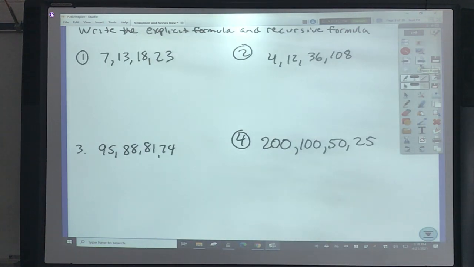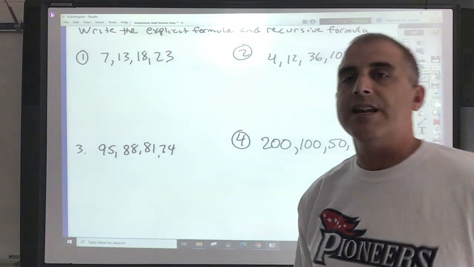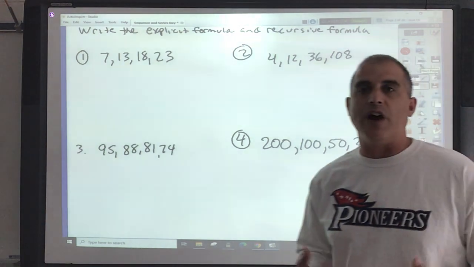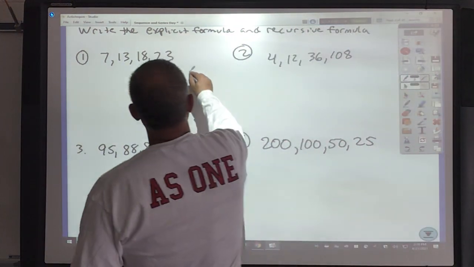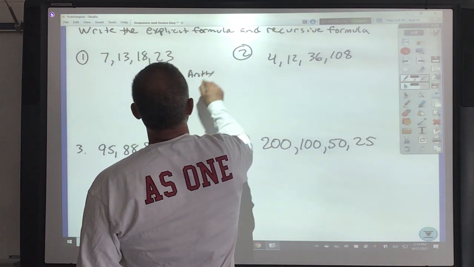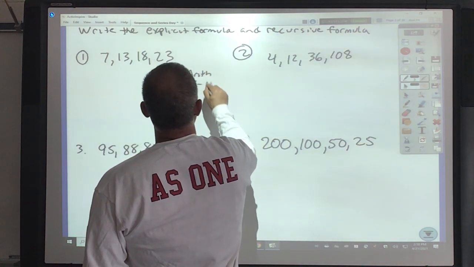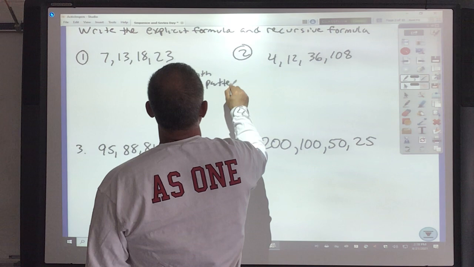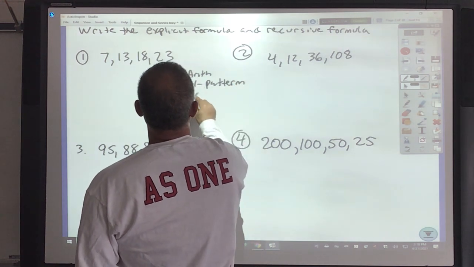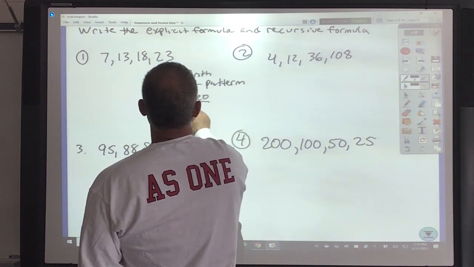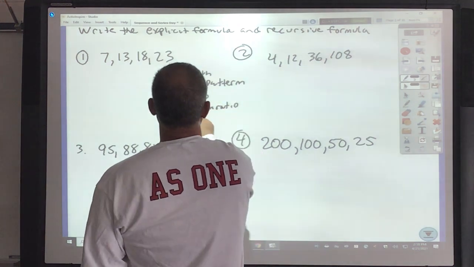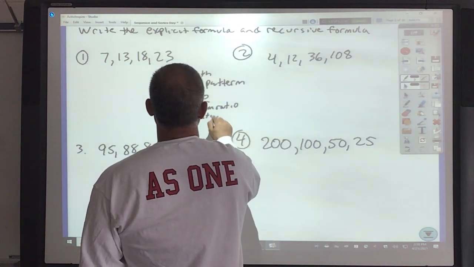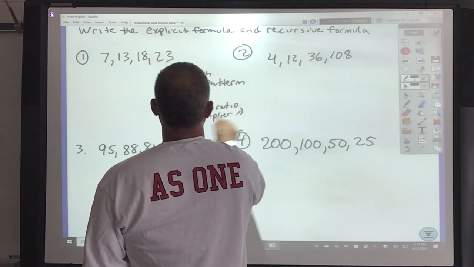So the first one says write the explicit and recursive formula. The big thing you have to be able to do is tell between an arithmetic and a geometric. And here's how you do that. The arithmetic has an addition or subtraction pattern, and the geometric one has a common ratio, which is basically like a multiplier pattern.